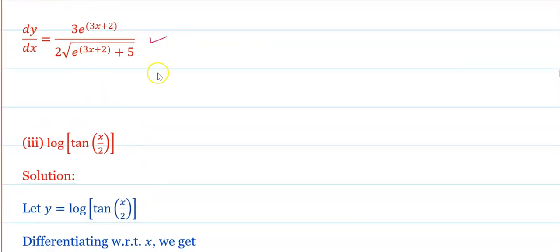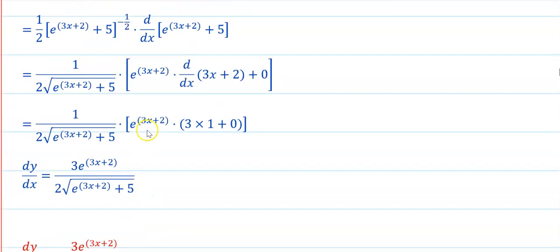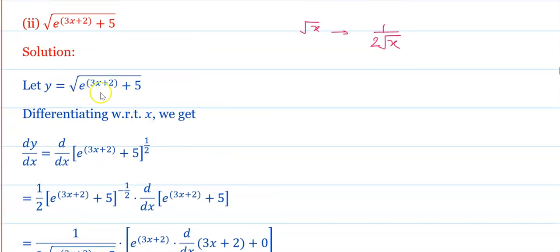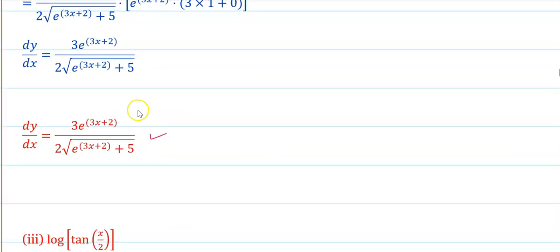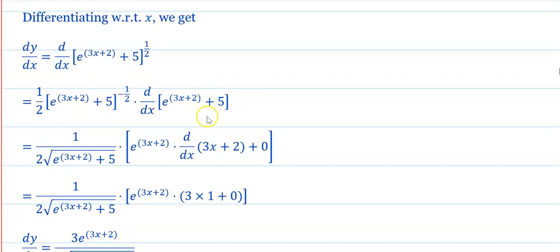This is the answer. Okay, you can see this here. The derivative of y is equal to square root of e raised to 3x plus 2 plus 5, which is 1 upon 2 times square root of e raised to 3x plus 2 plus 5 into d/dx of this quantity. The derivative of e raised to 3x plus 2, it's written here, and it is e raised to 3x plus 2 into 3.